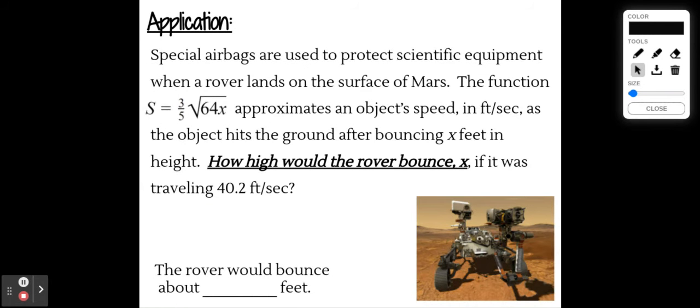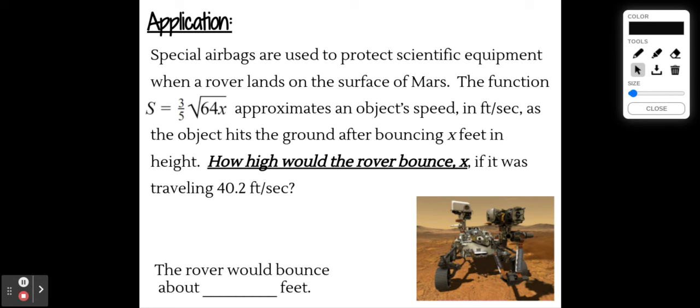Here we have another application with a different radical equation. Special airbags are used to protect scientific equipment when a rover lands on the surface of Mars. The function that's given here approximates an object's speed as the object hits the ground after bouncing x feet in height. So we're wondering, how high would the rover bounce if it was traveling 40.2 feet per second?